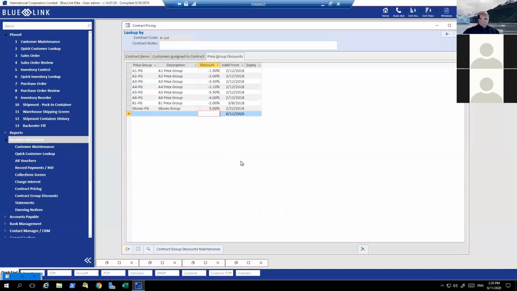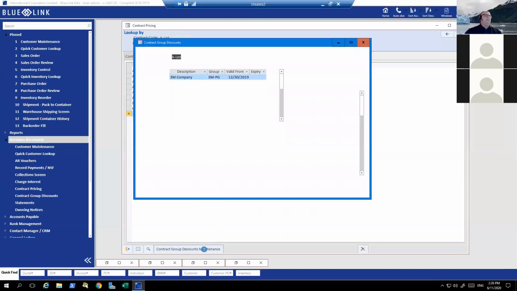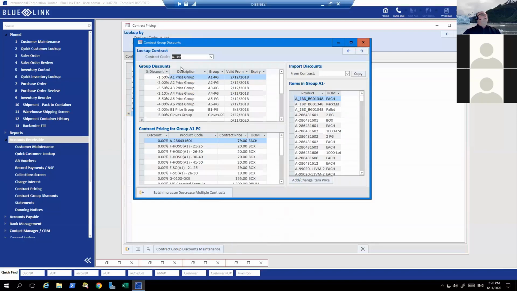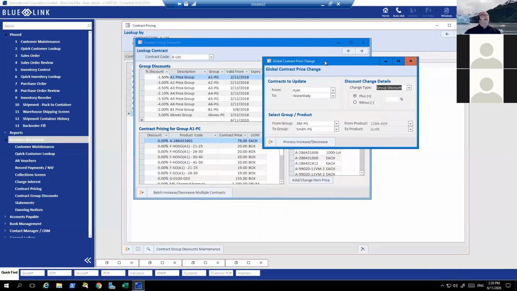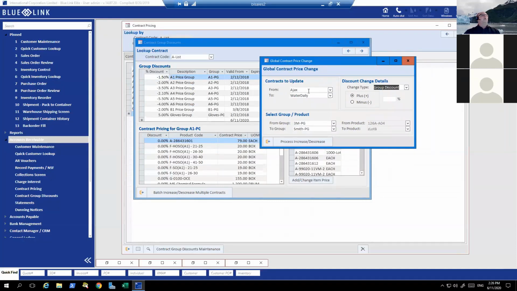Okay, and before we get out of here, we can then manage and change the prices or the discounts of those by going into what we call contract group discount maintenance at the bottom here. So if I go in here, you can see I'm in A list, but this gives me the ability to go into the system and say for contracts A list, as an example, I'm not going to do all of them, but for contracts A list, or whatever you want, they could be all of them, okay?